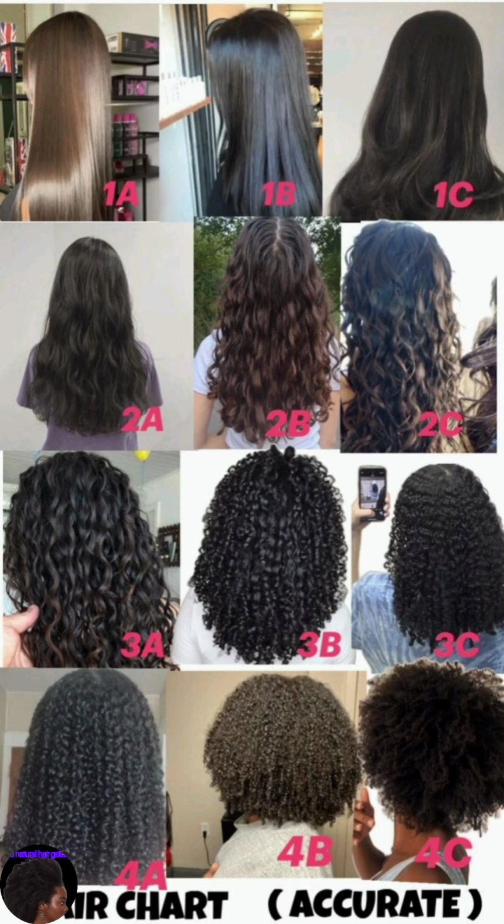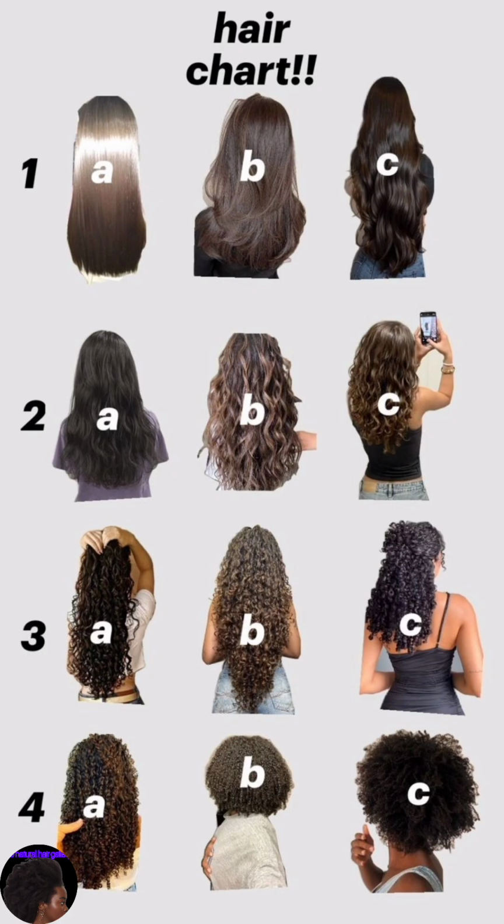So hair types are generally classified into 4 categories. I hope you did hear 4 categories. Type 1 is straight hair. Type 2 is wavy hair. Type 3 is curly hair. But type 4 is coily or kinky hair.